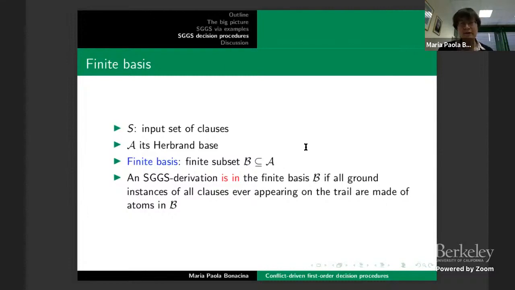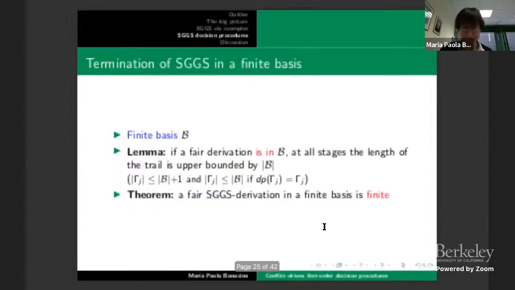In order to prove decidability, we need to find a finite subset of the Herbrand base, that is the set of all the ground instances of atoms in the signature, such that all ground instances of all clauses ever appearing on the trail are made of atoms from the basis. Basically, the method has a finite playground if there is a finite basis. It will not generate atoms outside of the basis.